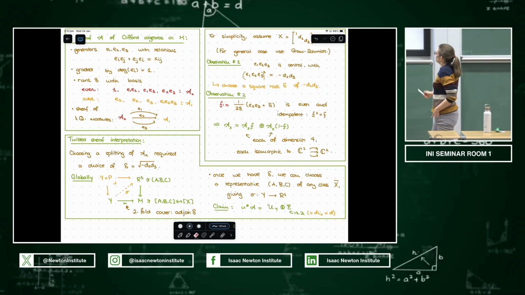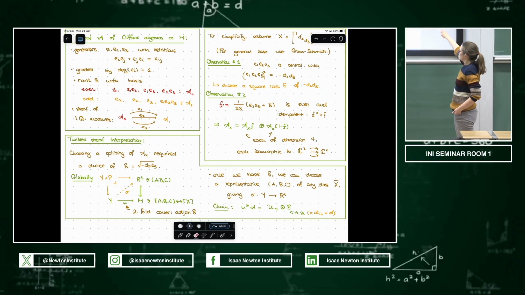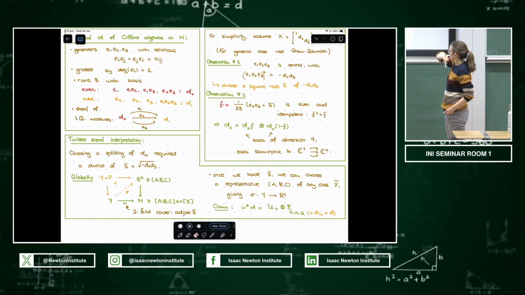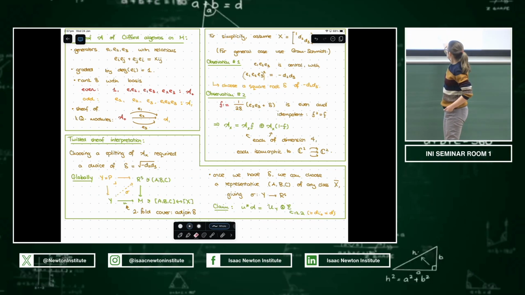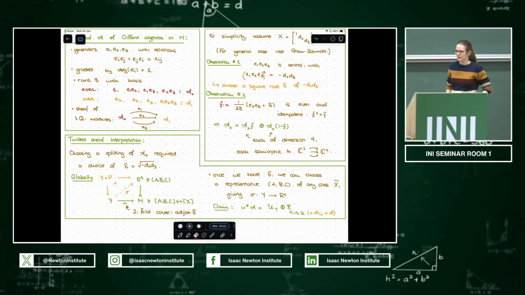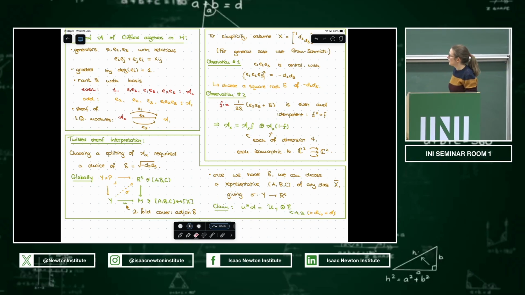So once I have delta, I can choose a representative A, B, C of any class. That gives us the sigma. And the claim is that the pullback of A along this U is the sheaf that we would get by following Mukai's construction, tensored with a rank 2 bundle. So that's what we do in this case. And so this is kind of the first example where you can really see that we definitely can't do better than quasi-universal. We need these two copies. Any questions?